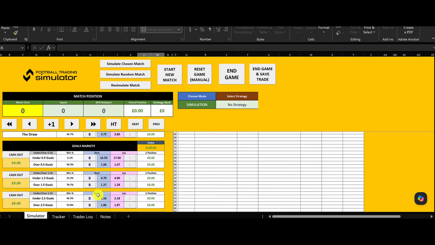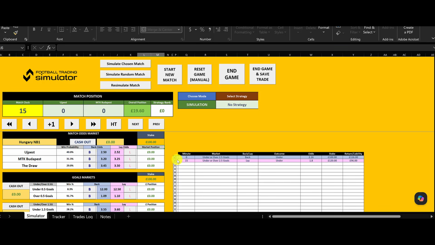What if we wanted to go the opposite way? What if we wanted to back under 2.5 goals and see how that plays out? We wanted to get out after 15 minutes. We can move the clock forward to 15 minutes, see how that plays out. We would cash out and we would exit. Okay, we could, of course, take this back.